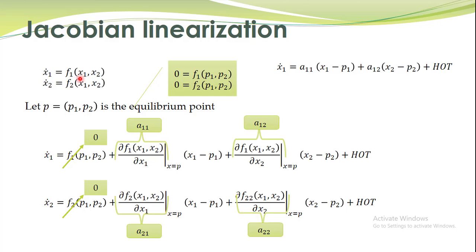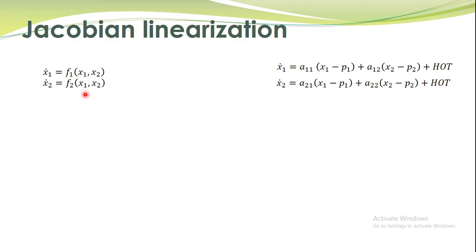Therefore, this first equation is simply equal to a11, that is this term, multiplied by x1 minus p1, and likewise this term a12 multiplied by x2 minus p2, written over here, plus some higher order terms. Similarly, the second state equation can be written in terms of a21 and a22. So this equation is the same as this equation with a11, a12, a21, a22 as defined on the previous slide.